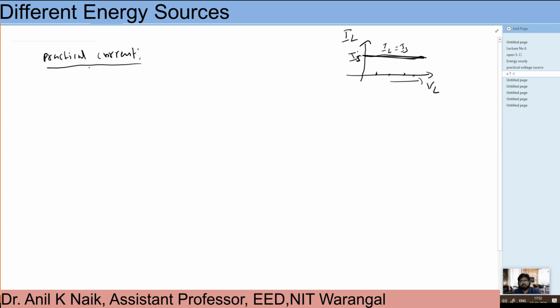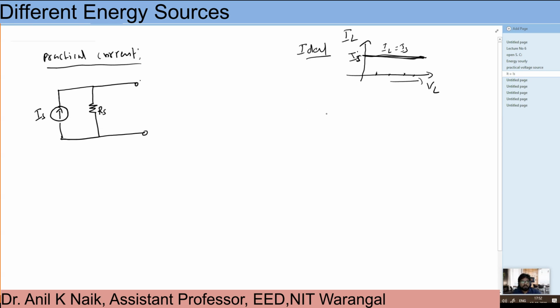But if you see the practical current source, it has some resistance, which is represented here. This is called the practical current source, IS, and this is the internal resistance. You can say RS is the internal resistance between these two terminals.